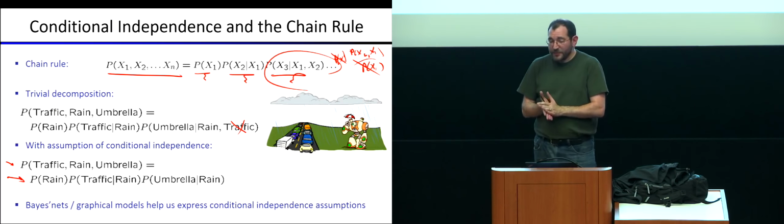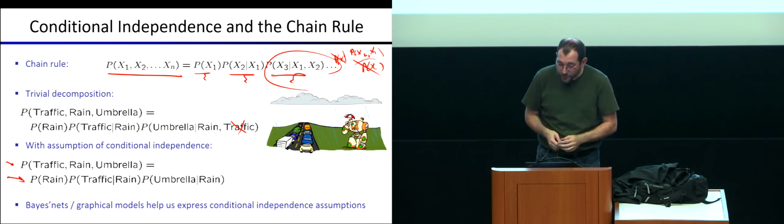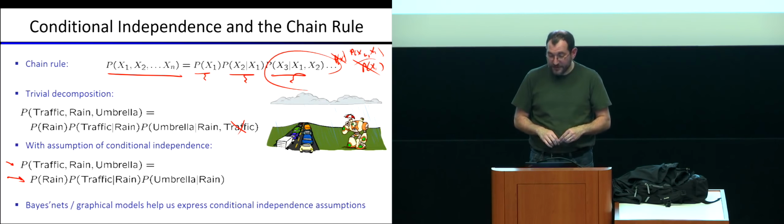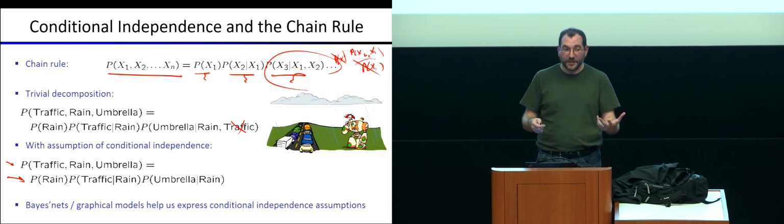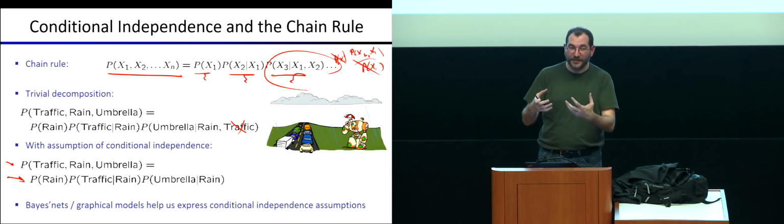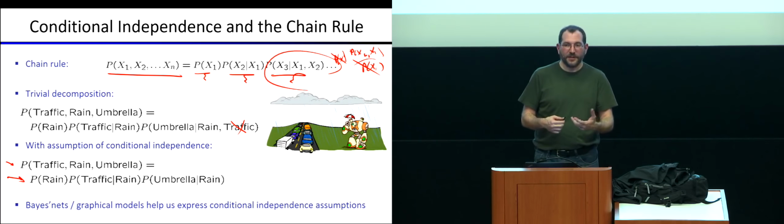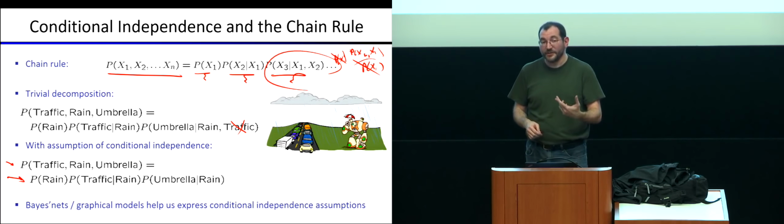So what we're going to do now is get into Bayes nets, which are also called graphical models, which are a tool to help us express conditional independence assumptions and think about them in a graphical way, which can both help us design algorithms and also help us think about these probability distributions in new ways that have been helpful.